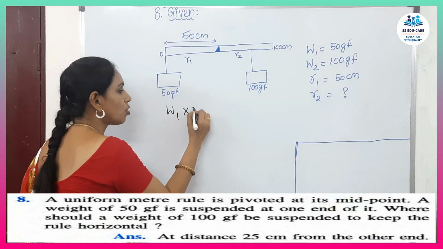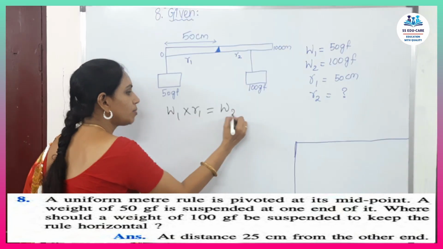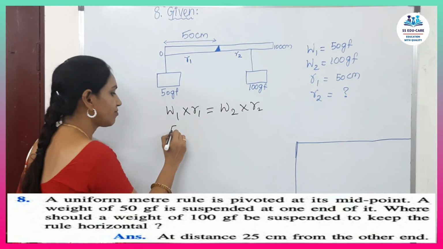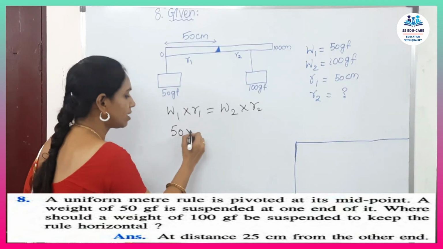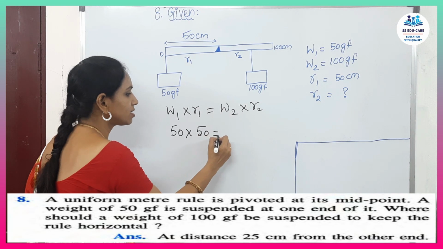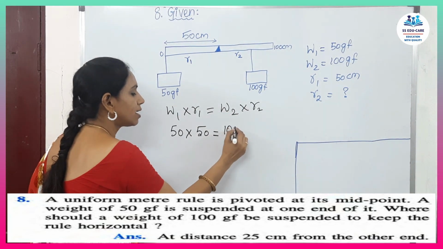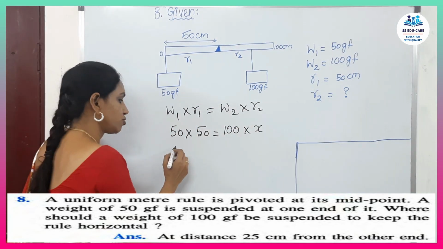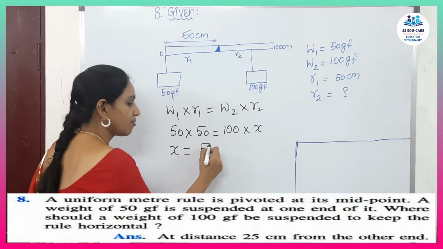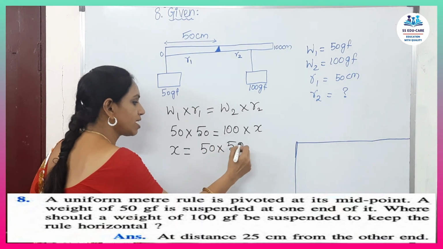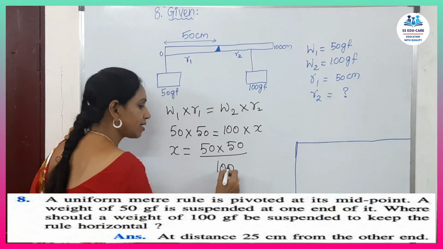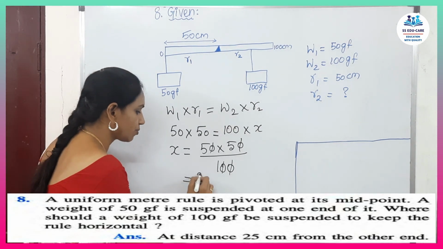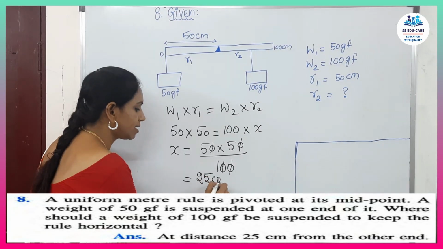W1 into R1 is equal to W2 into R2. What is W1? 50 into R1. R1 is also 50, that is equal to, what is W2? 100 into R2, we don't know, let that be X. So X is equal to 50 into 50 divided by 100. I am cancelling the zeros. So what is left out? I am left out with 25 centimeter.